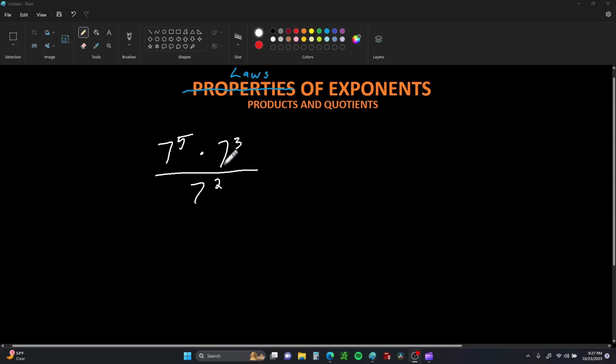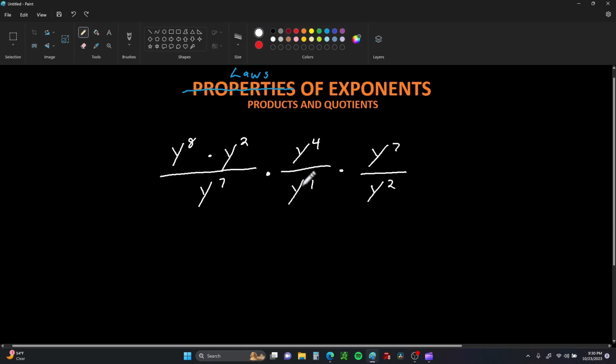So here we have a situation where it's a quotient, but at the numerator, it's a product of powers. So if I'm going to simplify this, I want to take care of this numerator first. So I have 7 to the 5th times 7 to the 3rd would be 7 to the 8th over 7 squared. And then for these two, I would subtract the exponents. So I would have 8 minus 2. So this is 7 to the 6th power.